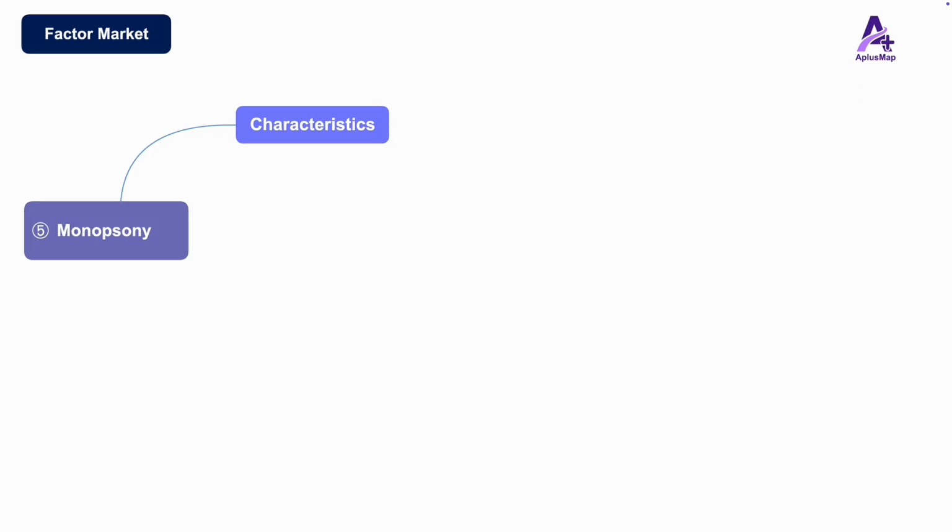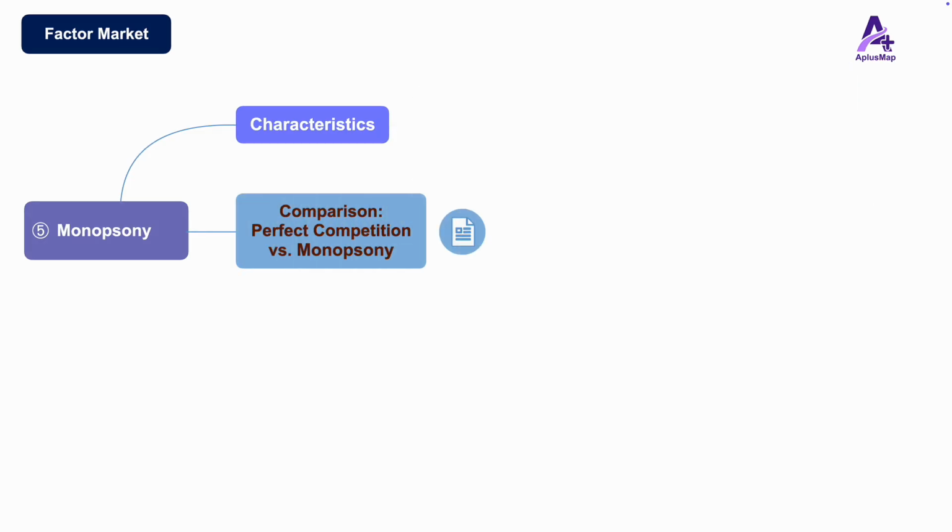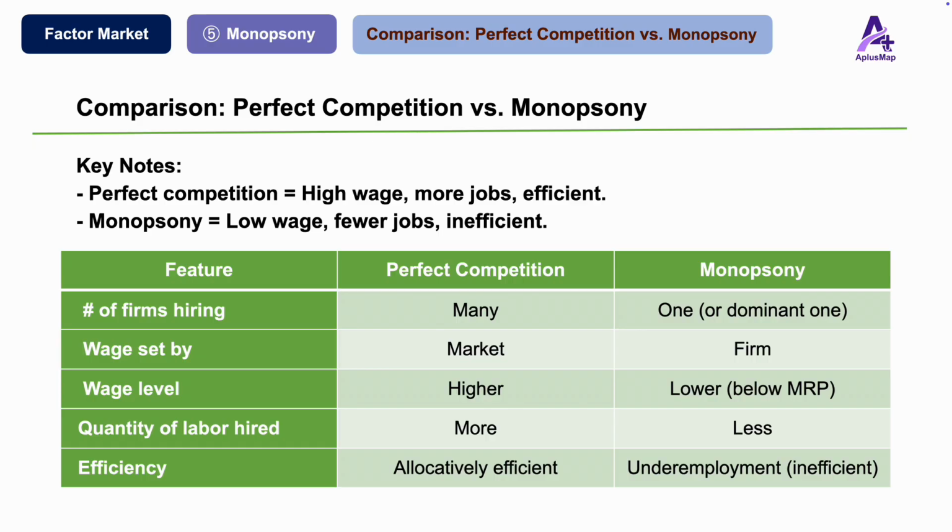How does this compare starkly to perfect competition? Let's do a quick rundown. Perfect competition, PC. Many firms hiring, firms are wage takers, market sets the wage, usually results in a higher wage, more jobs, and it's considered allocatively efficient: the right amount of labor gets employed.